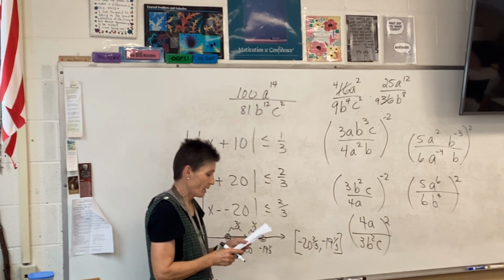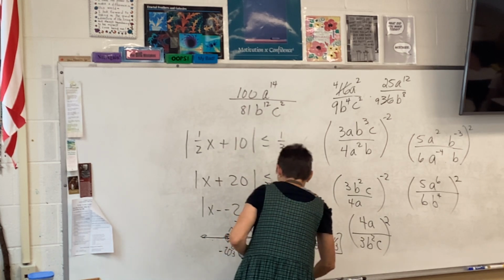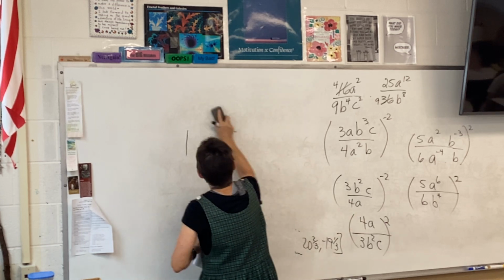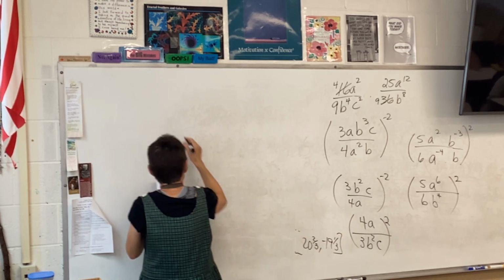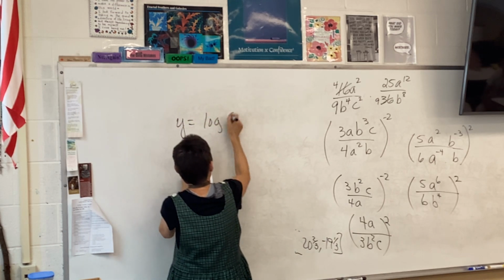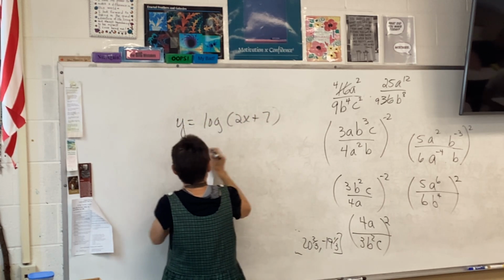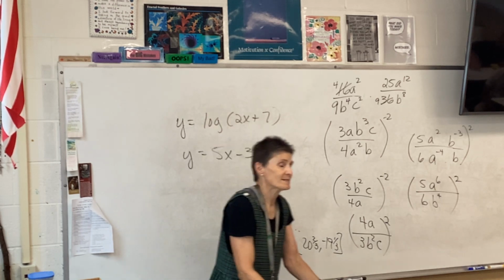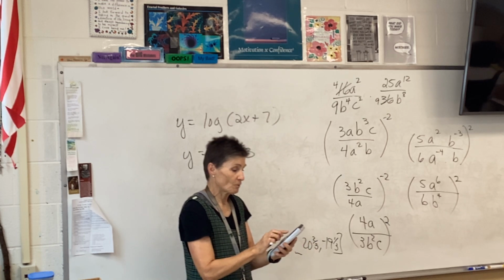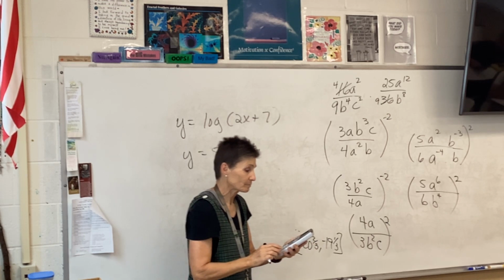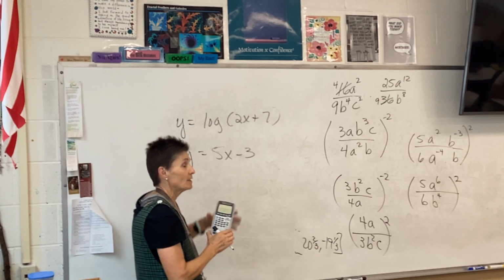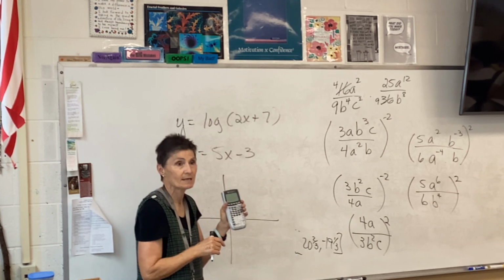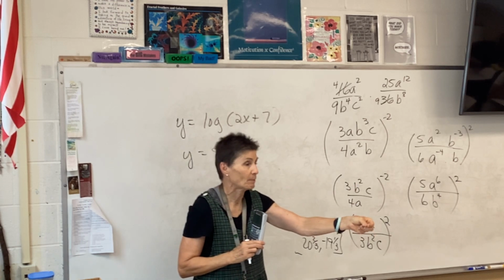All right, so number 12, we're solving by graphing. So y equals log 2x plus 7, and y equals 5x minus 3. Now, my window is all messed up from the last problem I did, so the first thing I'm gonna do is zoom 6. And now I have just a regular piece of graph paper in front of me. That's what zoom 6 does. It's like me handing you a piece of graph paper.